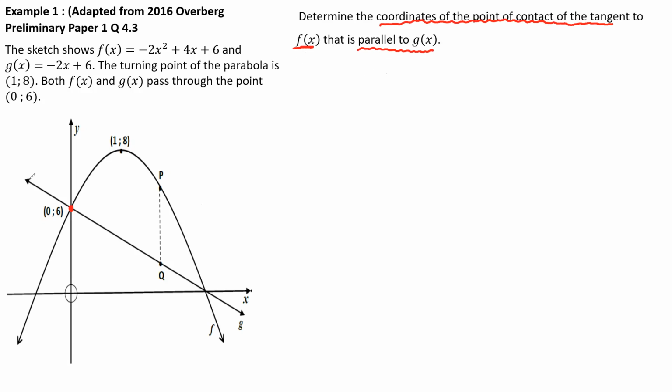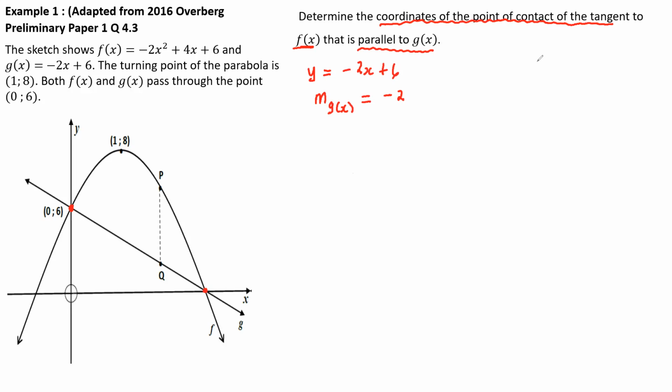Now, notice that the graph of g of x is not a tangent. It passes the graph at 2 points, so it's not a tangent. But we're told that there is a tangent, and that tangent happens to be parallel to g of x. Fine. The equation of g of x is y equals negative 2x plus 6, suggesting to me that the gradient of g of x will be negative 2.